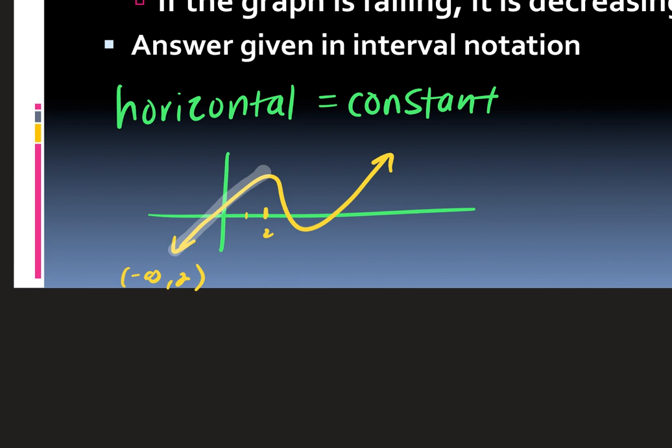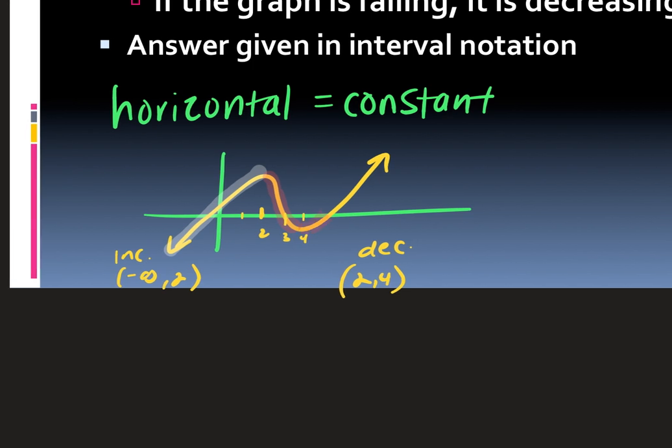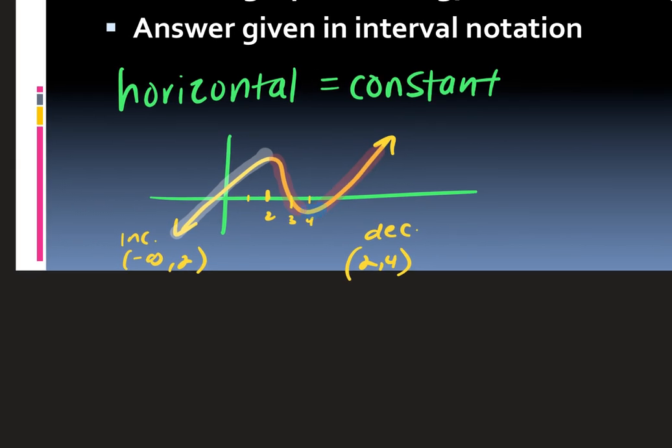Then it changes to decreasing here. So it's decreasing from 2 to 4. And then it changes to increasing again, from 4 to positive infinity. Now you notice that whole time I'm using parentheses.